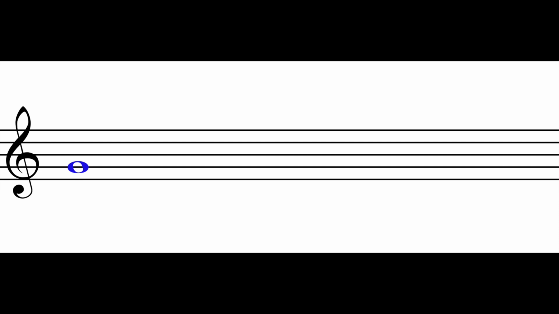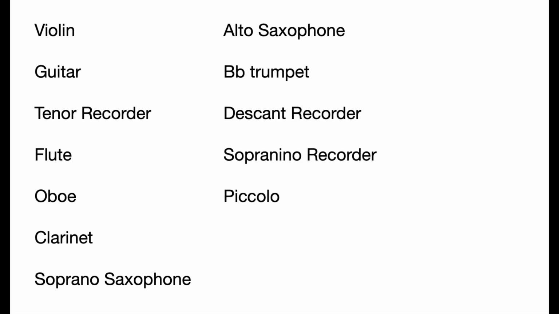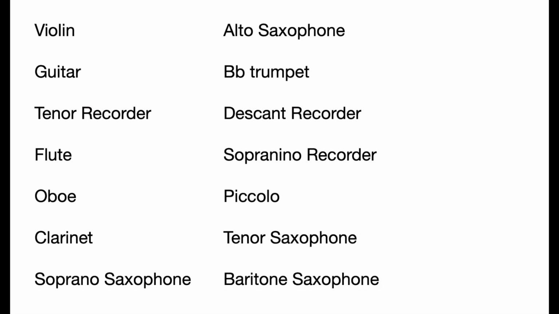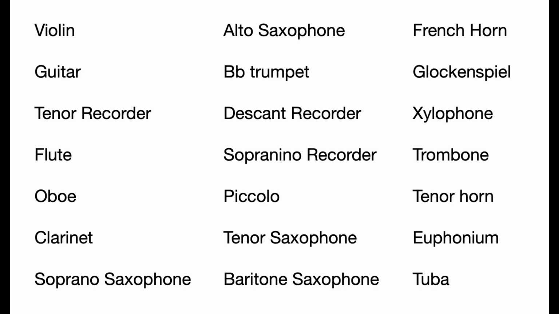Treble clefs are used to write music for all these instruments. And also these too: descant recorder, sopranino recorder, piccolo. All the saxophones, even the lowest ones, French horn, glockenspiel, xylophone, and even some of the lower sounding brass instruments such as the trombone, tenor horn, euphonium, and even the tuba when written for brass bands. So we'll look at the treble clef first.